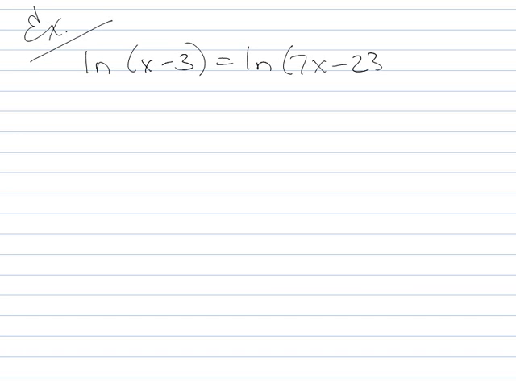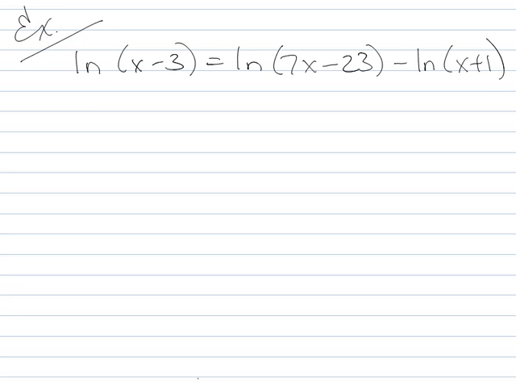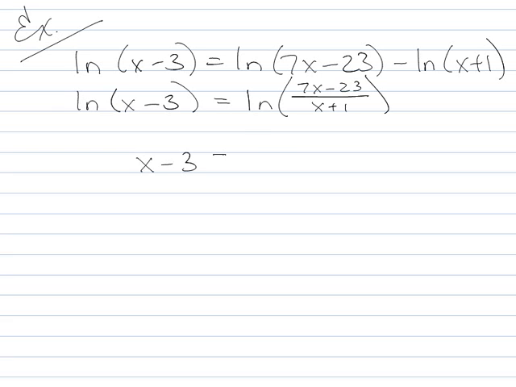So let's try another one. This one's kind of along the same lines. Natural log of x minus 3 equals natural log of 7x minus 23 minus natural log of x plus 1. So we got that going on. It's already written as a single log on this side, but over here we can rewrite it using the quotient rule. Now that we have two logarithms, we can set their arguments equal to each other.